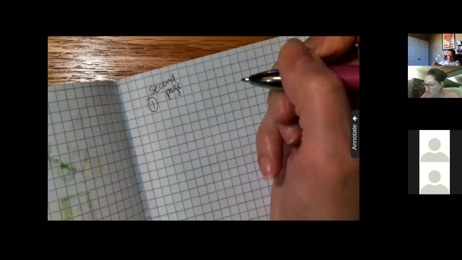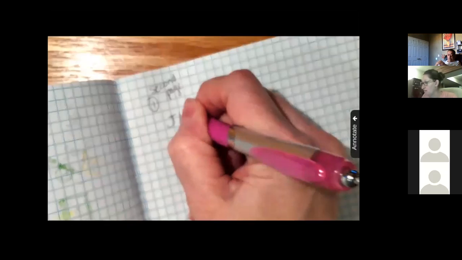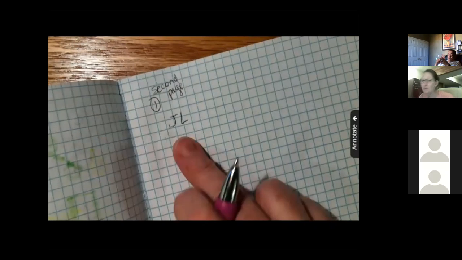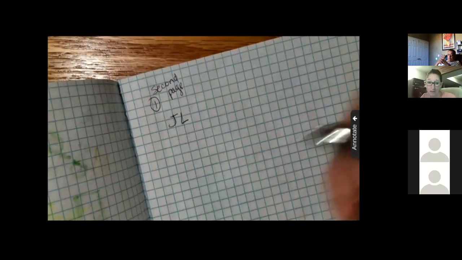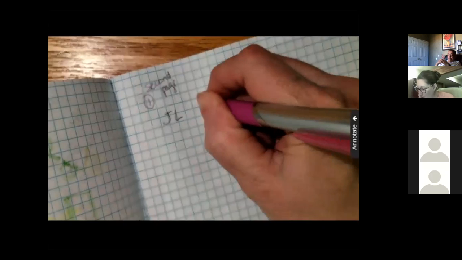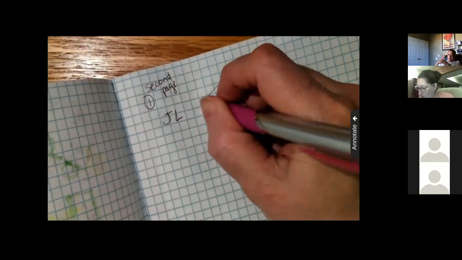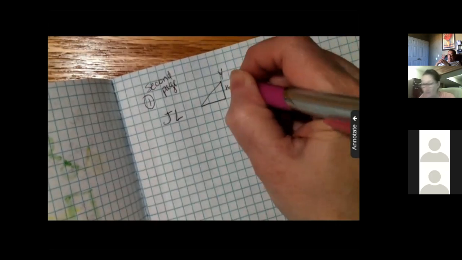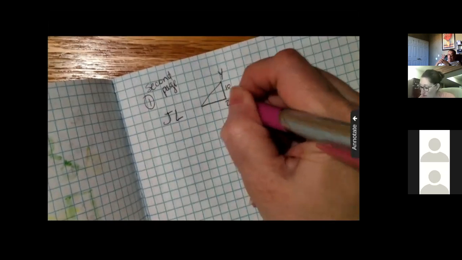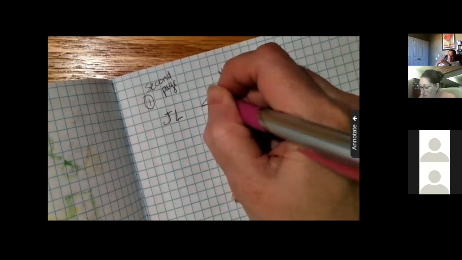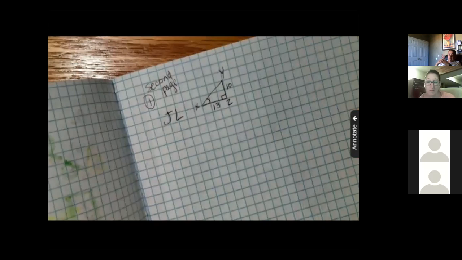Thank you. Oh, absolutely. So we're looking for side JL. These triangles are already separated, so that makes it nice. We have a small triangle here, and this is Y, 10. This is Z. And we have this little symbol here. This is 13. We have this little symbol. And this is X. Okay, so that's the first one.